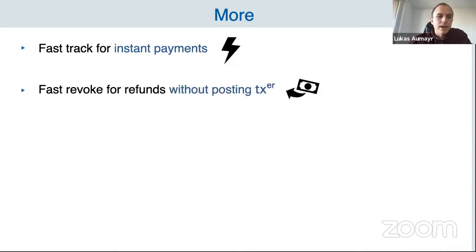The second thing is a fast revoke, which allows the users on the path to refund themselves or to revoke the payment without requiring to post the transaction TXER or without actually requiring to post any transaction on chain. And this is actually important for instance, if you set up a payment and there is not enough balance for this payment, or a user is offline and the users simply want to revert the payment.